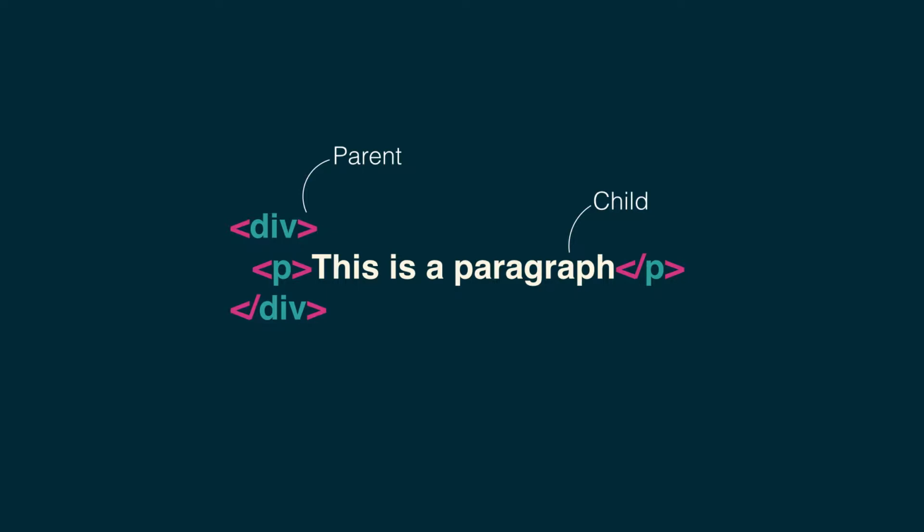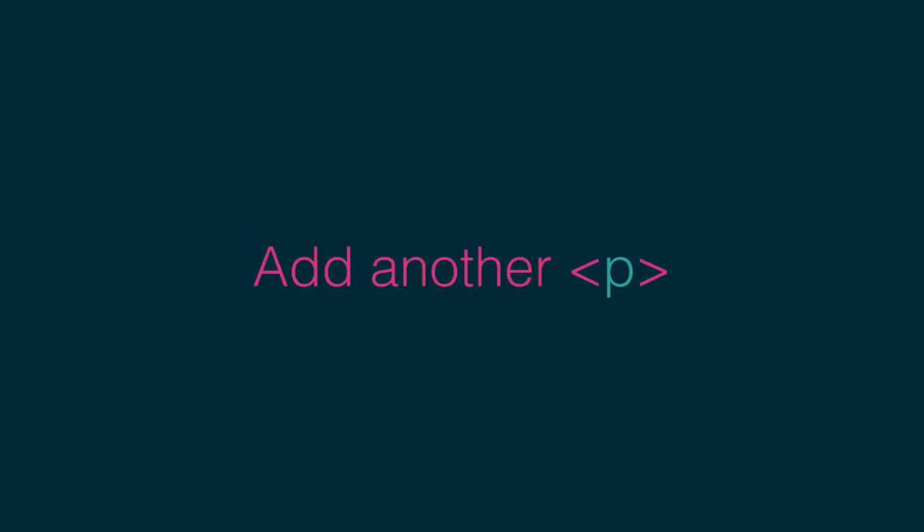But I feel like when we do this, it's very simple. It's like, well, I completely understand. It's a very simple example. There's one parent, one child. So what happens when we add another paragraph?